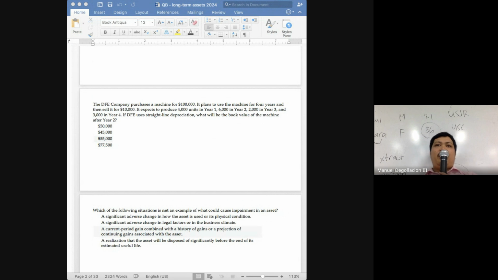Now, it might not have been called a salvage value in the problem, but you're expected to know that the 10,000 there represents the salvage or residual value. How did we know? The problem told us that it would then sell the asset for 10,000 after it will use it for 4 years. So that basically describes your salvage or residual value.